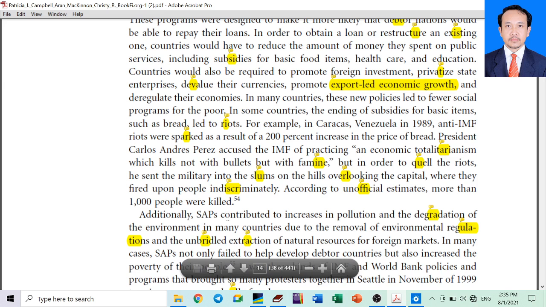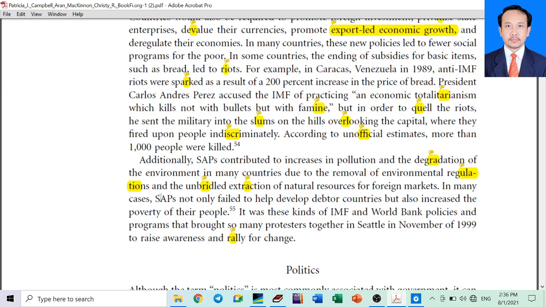Additionally, SAP, which you studied already, stands for structural adjustment programs. They not only failed to help develop other countries, but also increased the poverty of their people. It was these kinds of IMF and World Bank policies and programs that brought so many protesters together in Seattle in November of 1999 to raise awareness and rally for change.